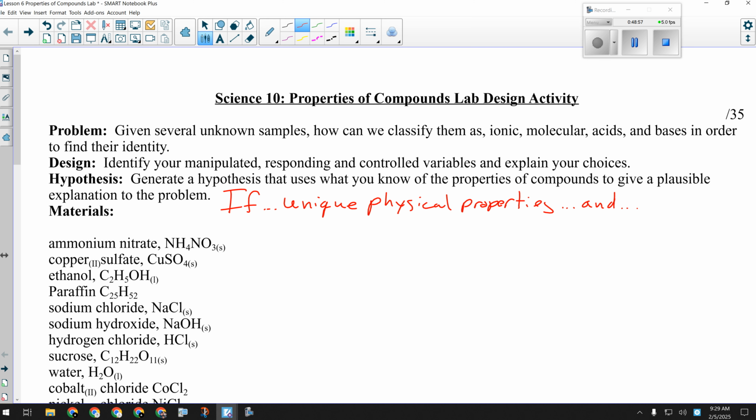Okay, so if all things have unique physical properties and tests are run to discover these properties, it's going to be more detailed than that, but that's a summary. The experiment is tests being run to find these properties, or discover or determine, however you want to word that, the physical properties.